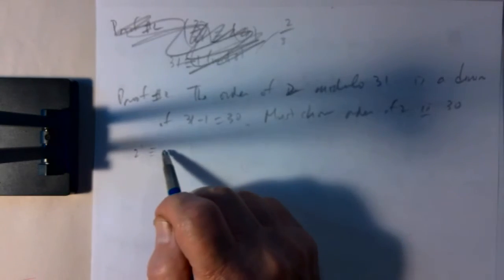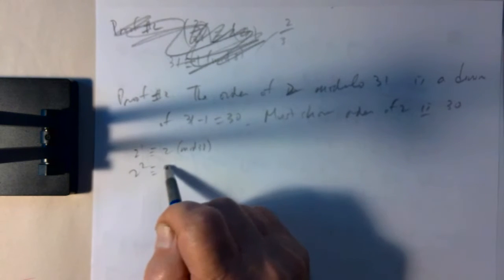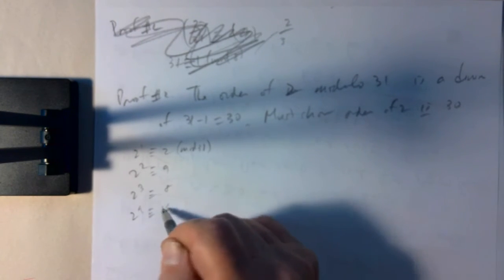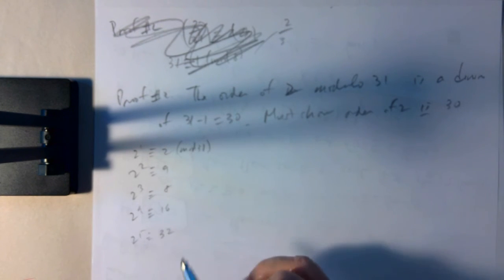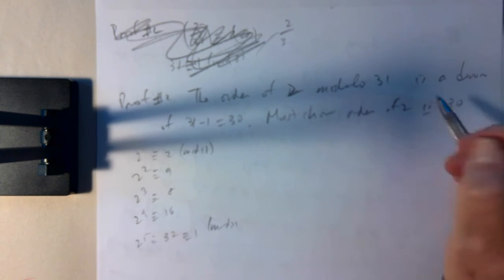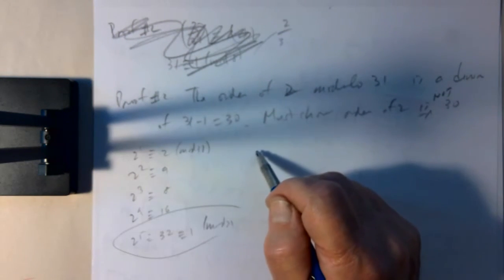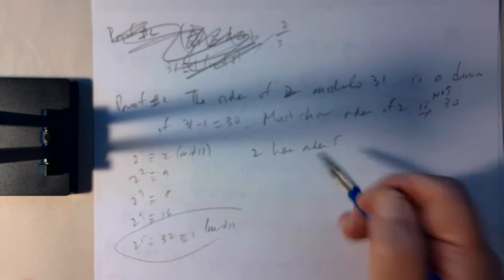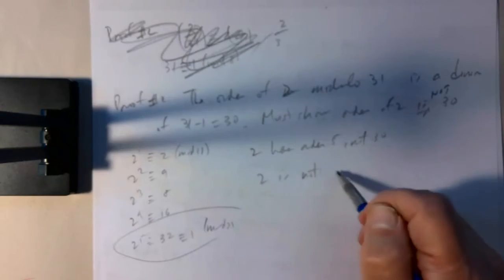So 2 to the first is congruent to 2 mod 31. 2 squared is 4. 2 cubed is 8. 2 to the fourth is 16. 2 to the fifth is 32. But 32 is 1 mod 31. So this says that 2 has order 5, not 30. So 2 is not a primitive root.